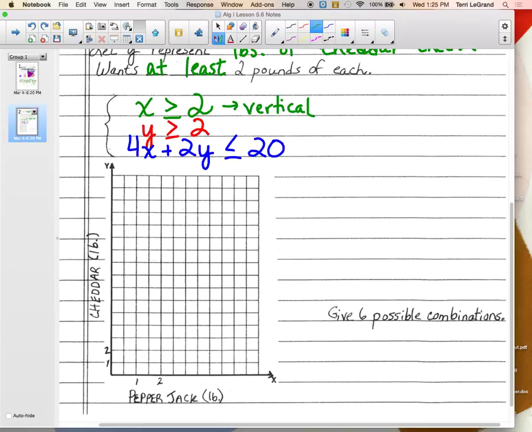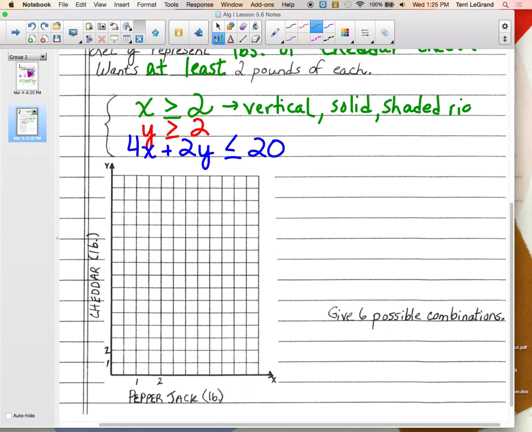Solid or dashed? Solid. Shaded. Above or below? How do you shade above or below a vertical line? You shade greater than to this side. Greater than would go this way and less than would go that way. Okay, so which way are we going to go? We're going to shade it right.